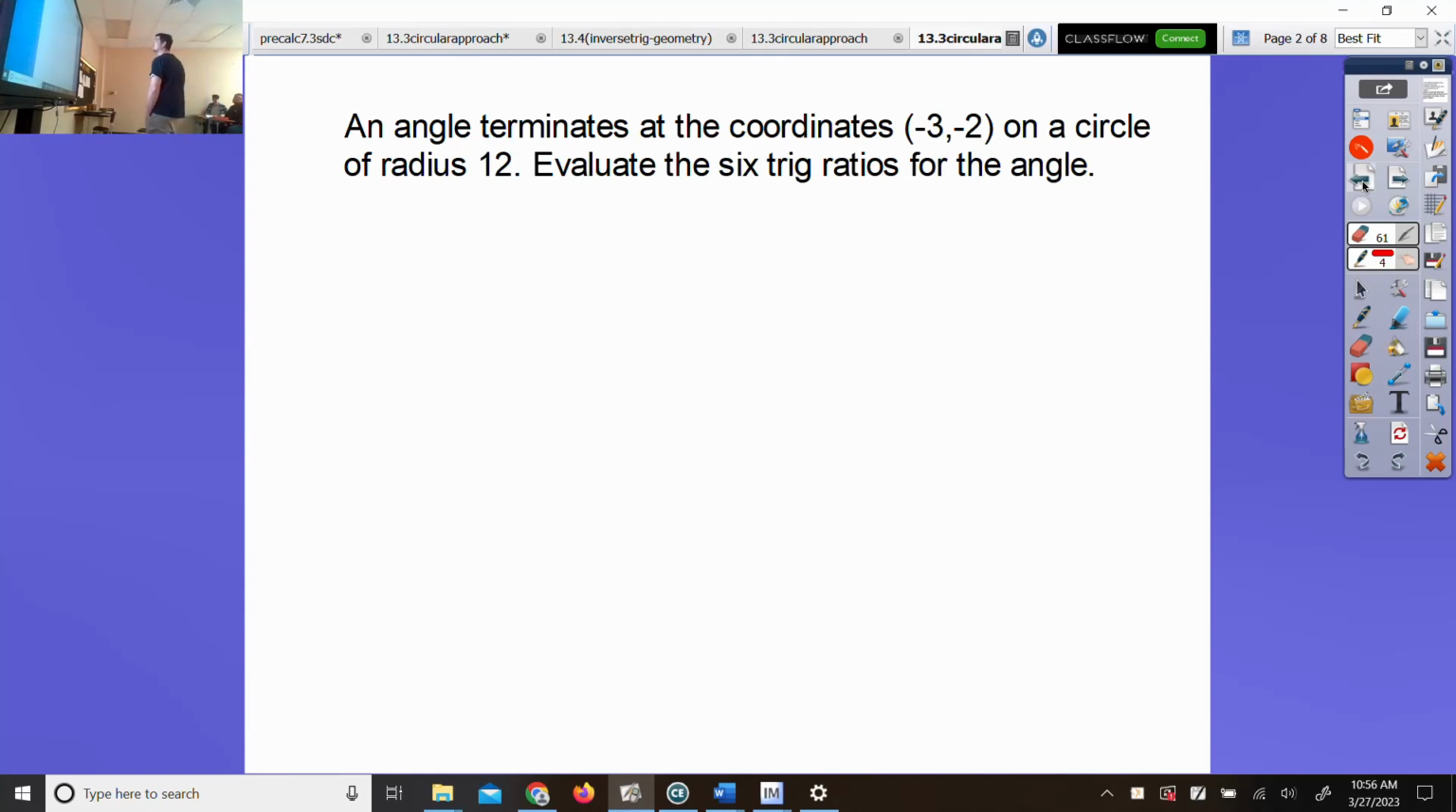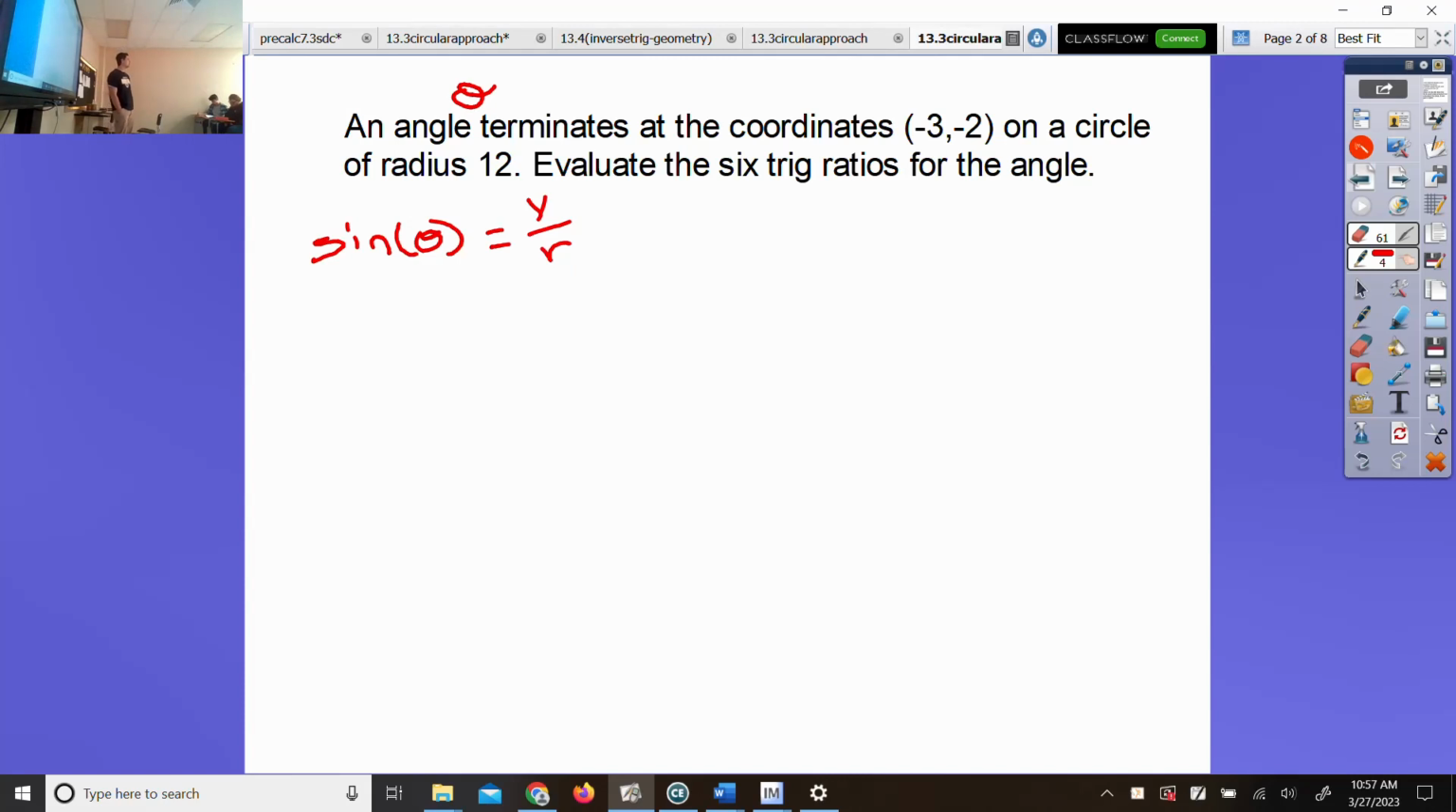Yeah, it's recording. An angle terminates at the coordinates (-3, -2) on a circle of radius 12. Evaluate the six trig ratios for the angle. Use your circular approach. How do you find the sine of an angle, call it theta? Opposite over... No, with a circle. You just wrote it down. You just took the notes, Ryan.